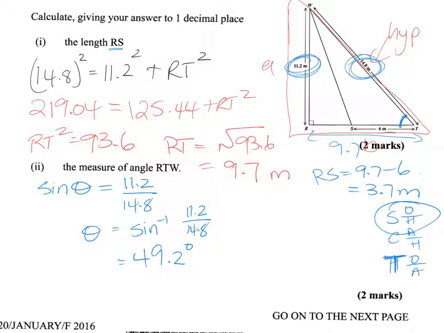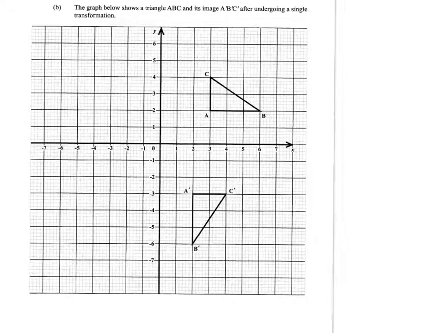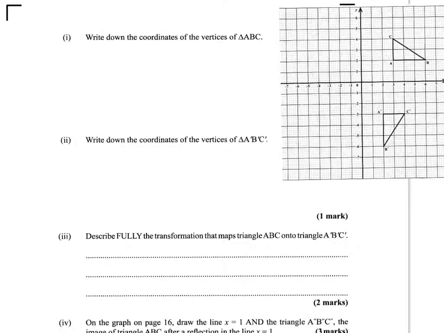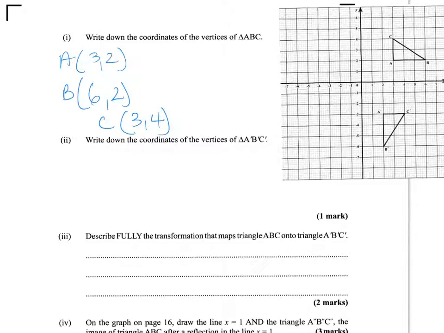49.2 degrees. Okay, so the information here tells us that we have a graph below. It shows us triangle ABC, and it shows us the image A prime, B prime, and C prime, after it undergoes a single transformation. Okay, so they want us to write down the coordinates of A, B, and C. So when we look, A is 3, 2, the x coordinate and the y coordinate. B is 6, 2, and C would be 3, 4. And that's an easy mark for us to attain.